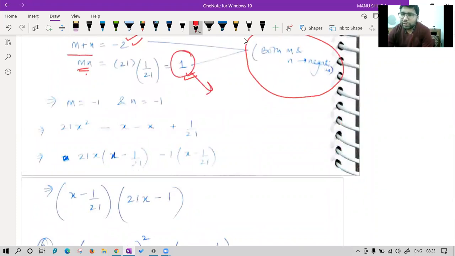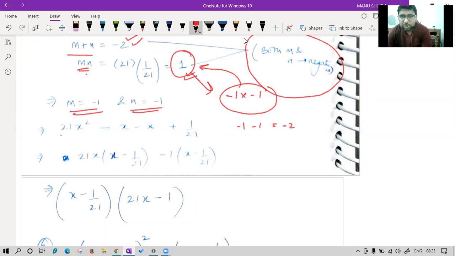The only solution for 1 is minus 1 into minus 1, because if we multiply minus 1 two times, we get the same number back. And if we add minus 1 and minus 1, we get minus 2. So our purpose is solved. M is minus 1, N is minus 1. Now, just write like this.